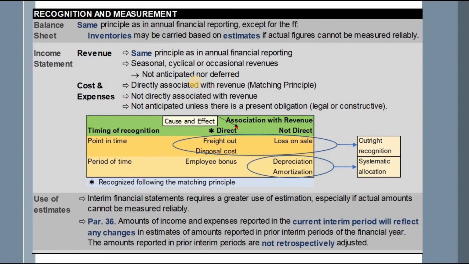Now let us proceed to the cost and expenses. For cost and expenses, we are recognizing cost and expenses based on two principles.